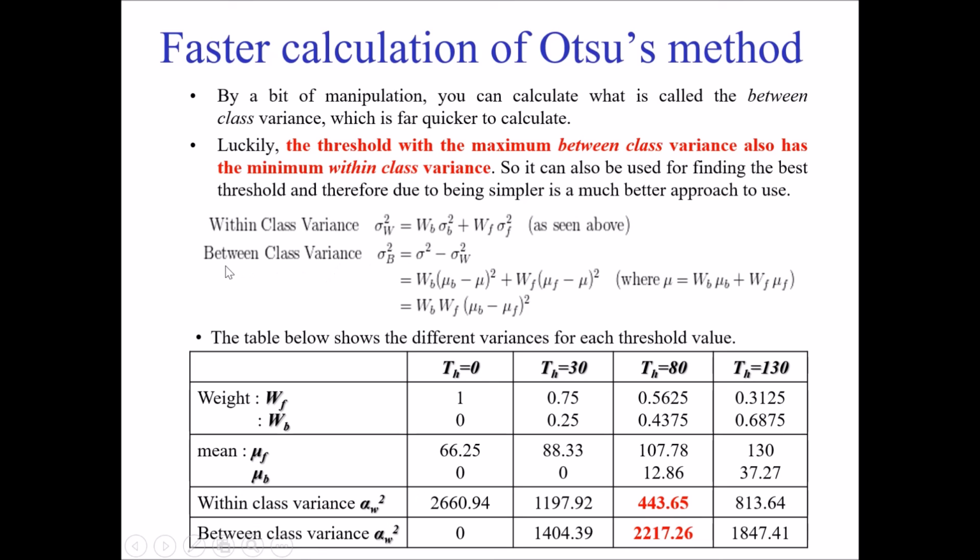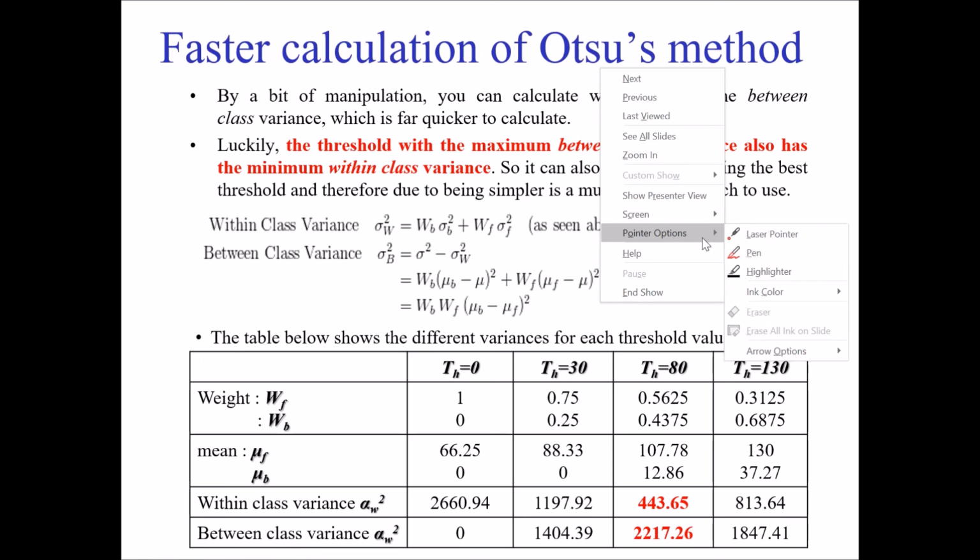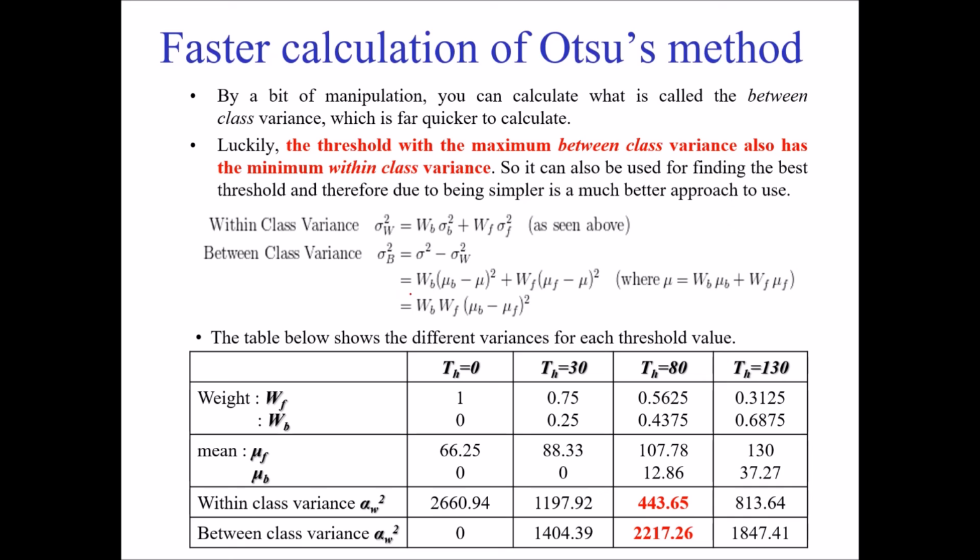There is an improvement of this method. We call this the between class variance. With some simple derivation, this is the final equation of the between class variance formula. If you see from this formula, it is a simplified version of the previous formula, in which we just rely on the weight and the mean only. So we don't need to calculate the variance by using this formula, which means that it will be much faster.